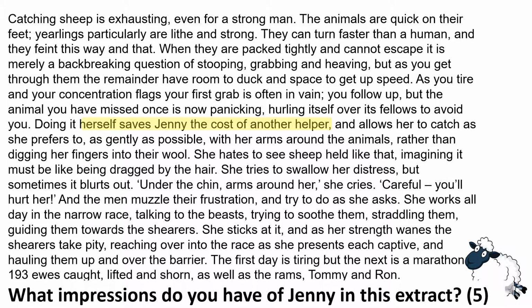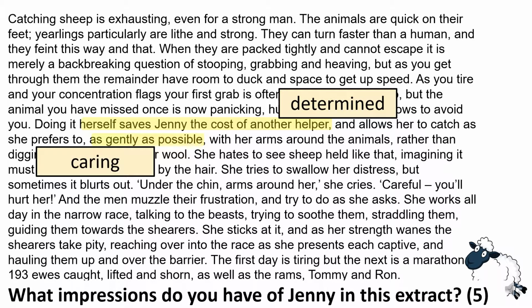So we've highlighted here that by doing the collecting of the sheep herself, it saves Jenny the cost of another helper, which suggests that she's frugal and in this case quite determined. It's also revealed that she tries to catch the sheep as gently as possible, which creates a caring impression. You can see what we're doing is matching up what we've highlighted with adjectives which indicate clear impressions presented of Jenny. She hates to see sheep held like that, which suggests that she's quite protective.